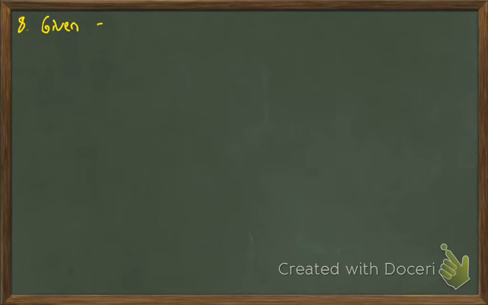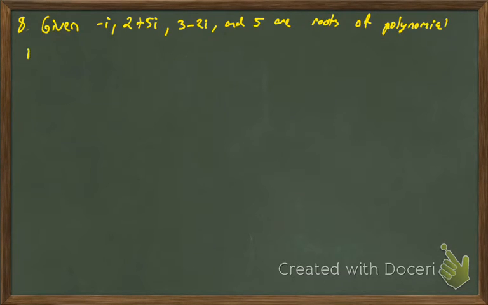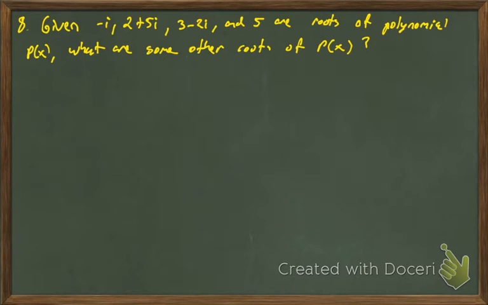So let's say we're given that negative i, 2 plus 5i, 3 minus 2i, and 5 are roots or zeros of a polynomial p of x. And then from this information, can you tell us what some other roots would be, using the fact that complex roots come in conjugate pairs? So what are some of the other roots of your polynomial p of x?